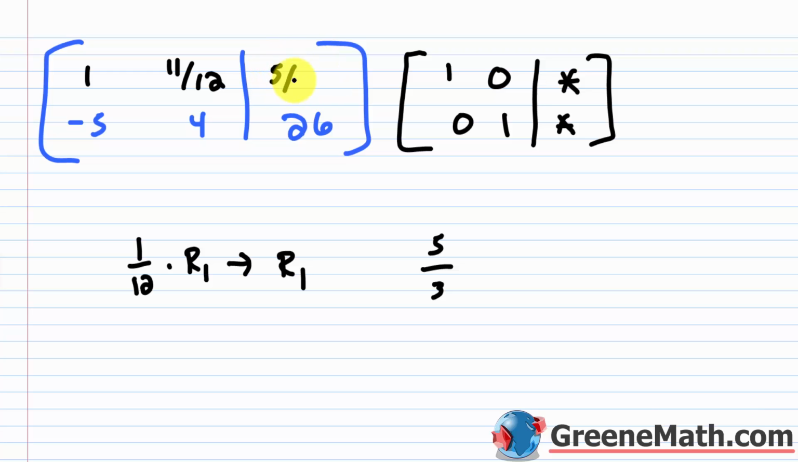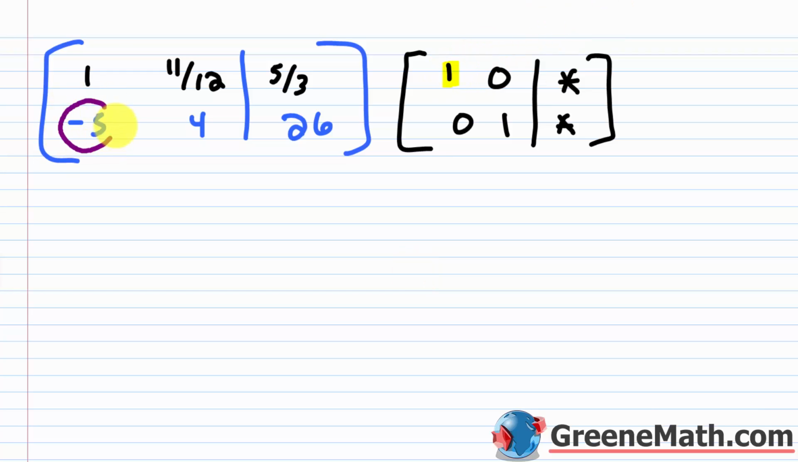Okay, so now I want to get a 0 here. Let me highlight that to show that it's done. I want to get a 0 here. So again, if I have -5, I know that if I add 5 to that, I'd get 0. So I'm going to multiply row 1 by 5, add the result to row 2. So 5 times row 1 plus row 2, that's what I'm going to replace row 2 with. So 1 times 5 is 5. 5 plus -5 is 0.